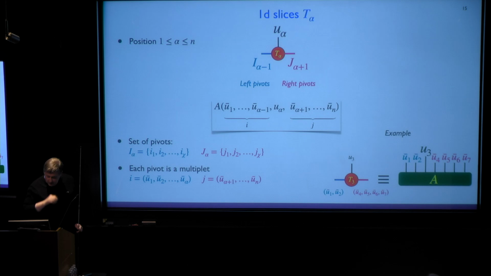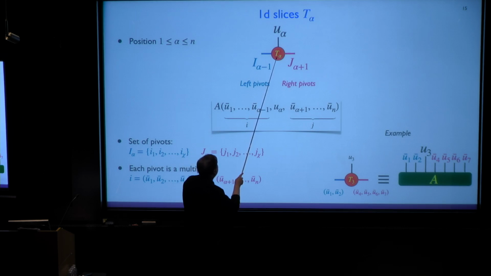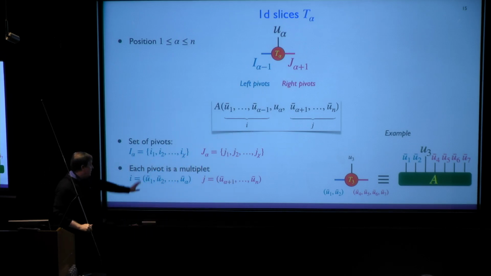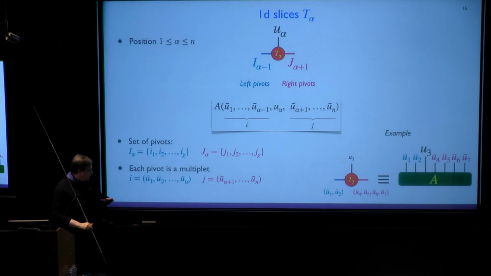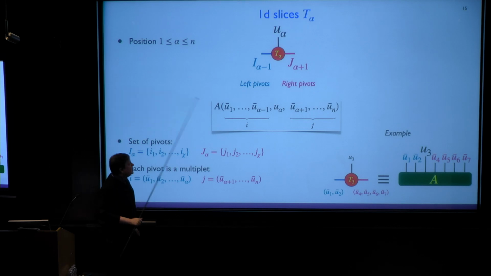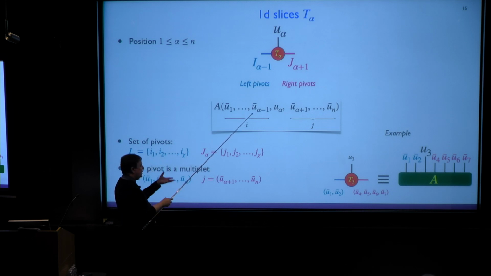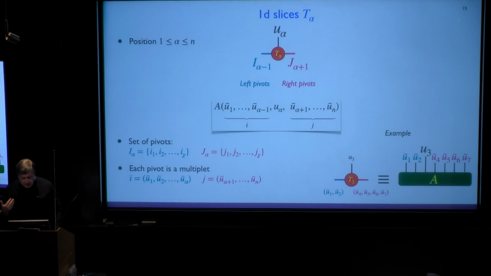Now, just to spend a little more time writing things slightly more precisely, these T tensors are one-dimensional slices of the arrays. So you just let one of the indices run and put the other ones on pivots, like this formula says. And that's just writing what I just said. The sets of pivots are the chi pivots on both the left and on the right, and each of them is a multiplet. And the size of the multiplet depends on your position on the tensor. They are of size alpha minus 1 on the left, size n minus alpha on the right. But apart from this small change, it's just the CI decomposition or an LU decomposition.